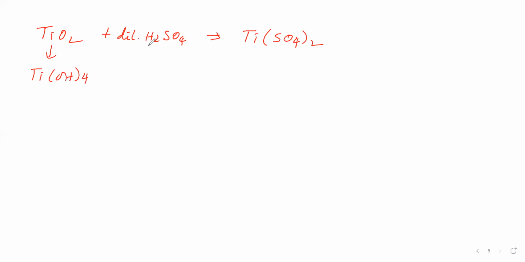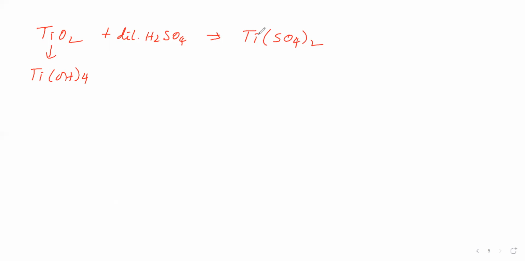Next test is we will take titanium dioxide. To this titanium dioxide, let us add dilute sulfuric acid solution. It becomes titanium sulfate. Why is it becoming titanium sulfate? Titanium dioxide with water becomes titanium hydroxide, and titanium hydroxide with sulfuric acid becomes titanium sulfate. So titanium sulfate we got.